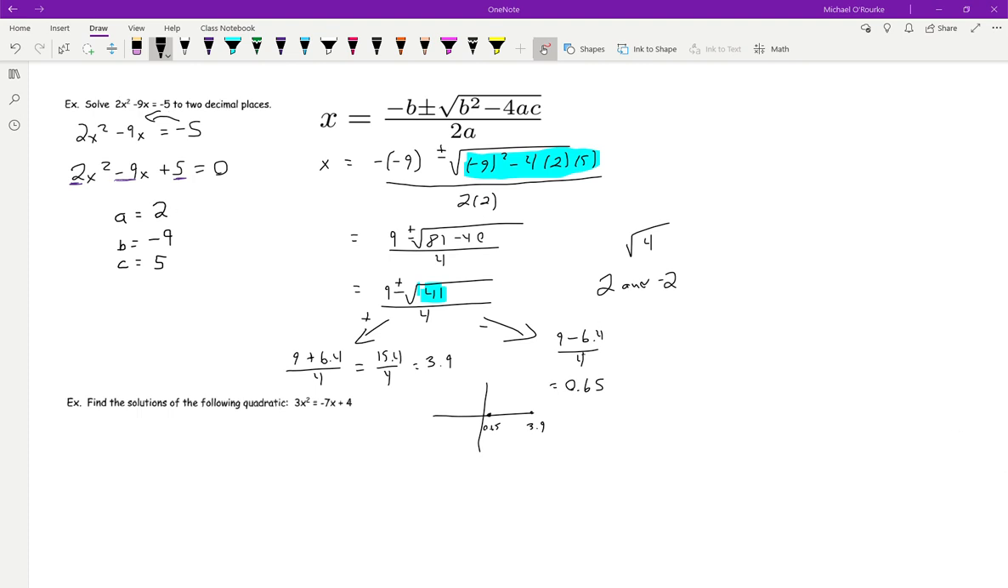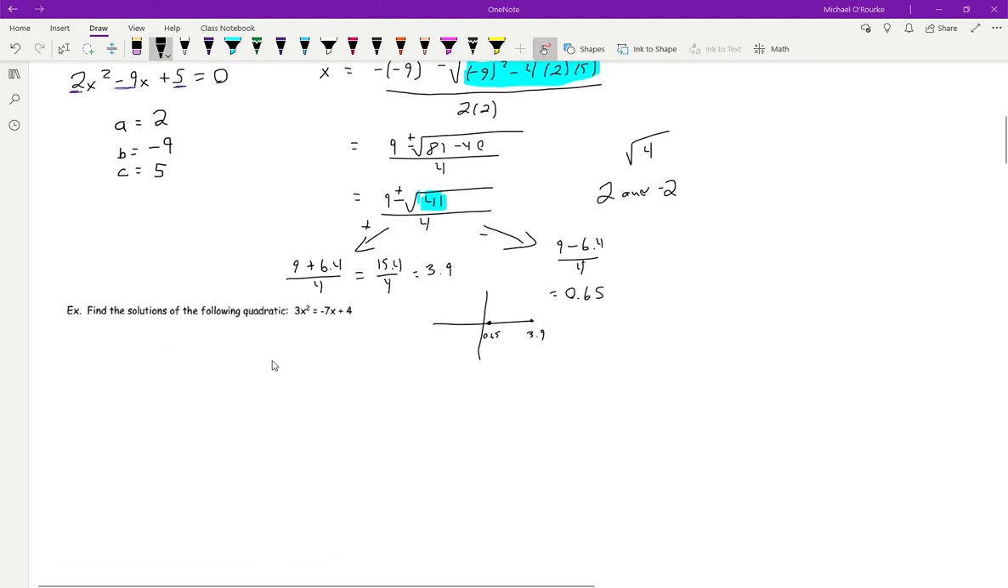Where's my mouse gone? There it is. I got caught on my 3 screen.